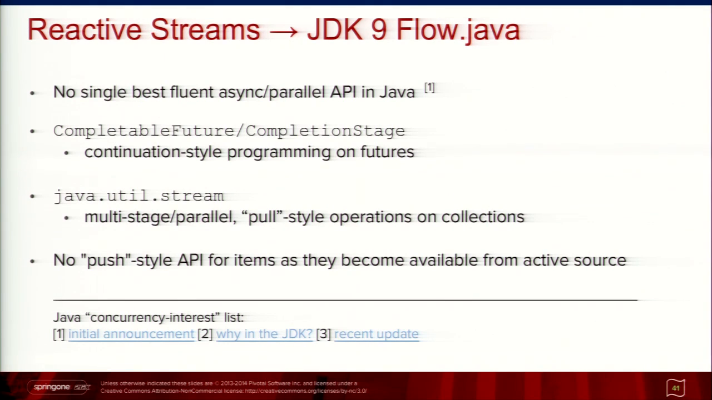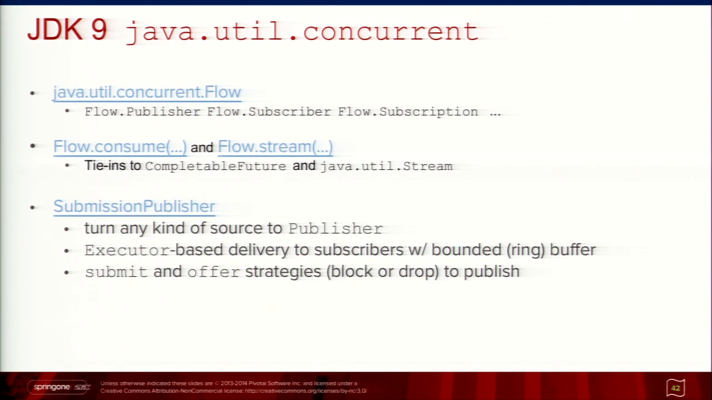So we have CompletableFuture, continuation style programming. We have java.util.stream, which is useful for things like collections. That's what it's best suited for, pull style. But there's really nothing for a push style API, which is exactly what Reactive Streams is dealing with. And I guess there have been requests from various places to have something like that in the JDK. So it's basically a natural alignment where it's like, yes, we want that. We want that in the JDK.